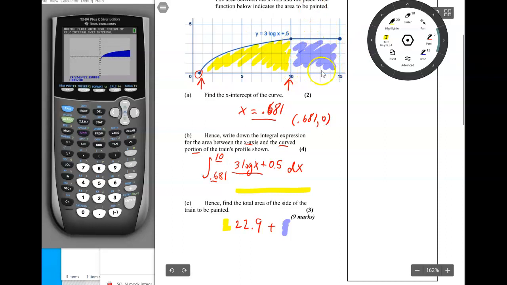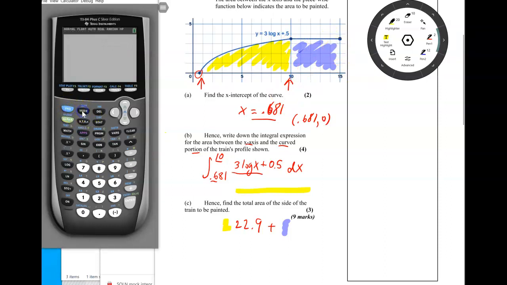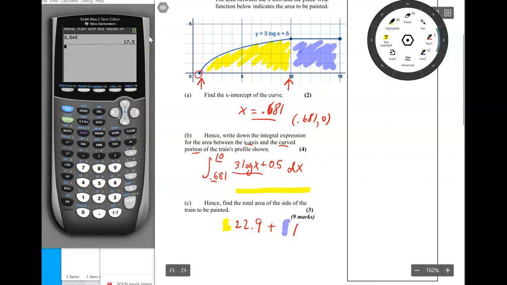So length times width, there's 5 units across, right? And there's 3.5 units tall. So if we were just going to do this with length times width, we would do 3.5 times 5, which is 17.5. We could do that with an integral too, and I'll show you how to do that in just a second, okay? So let's do this integral using an alternative method, which is the math key.